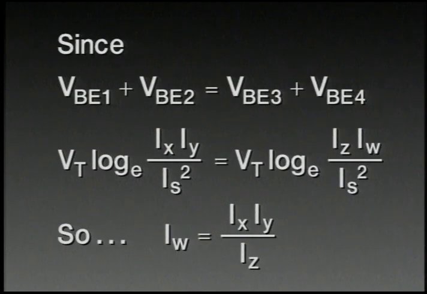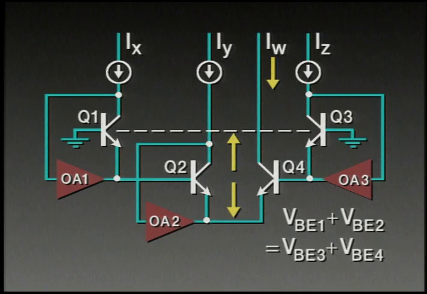Now, in this particular case, I might mention in passing that if the emitter areas were not all equal, this would result in a simple scaling error in this multiplier. It would not result in distortion. That's because this is only a one-quadrant multiplier. Ix, Iy, and Iz can only have one polarity, toward the operational amplifier or toward the collector of the transistor.